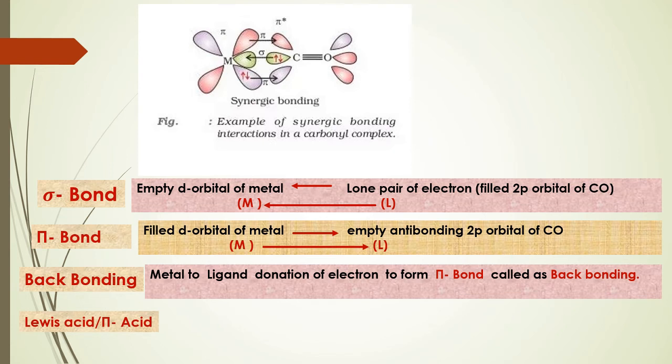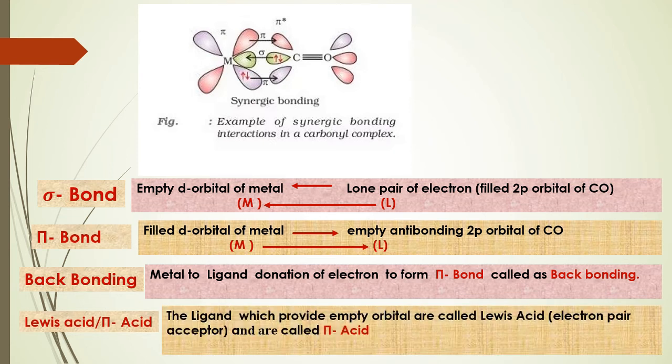Now why is this called a Lewis acid or pi acid? Because the species which provides an empty orbital is called a Lewis acid, since it accepts an electron pair. So these metals accept the electron pair, and therefore they are called Lewis acids, and they are also called pi acids.